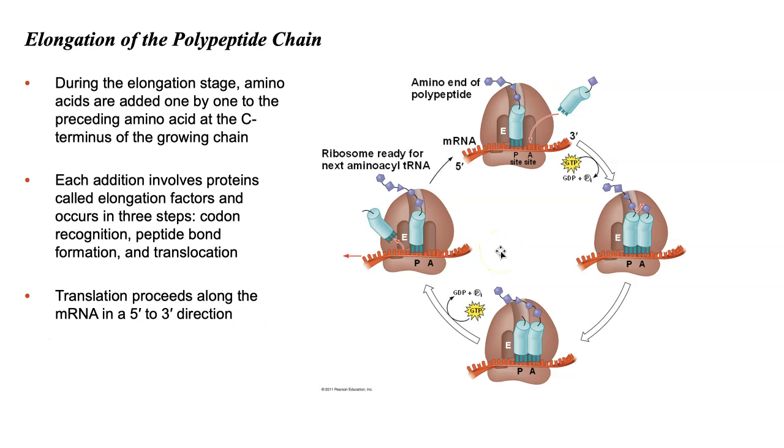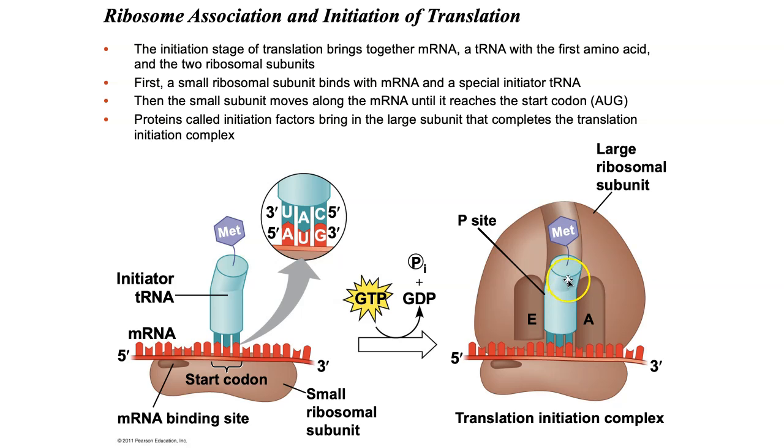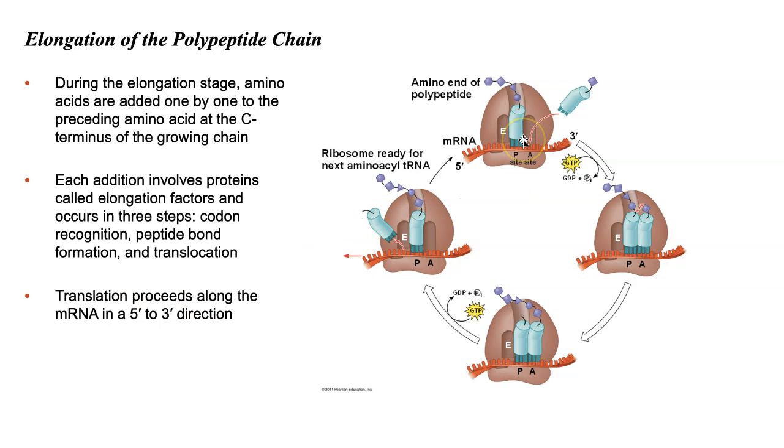So let's start here in this cycle. This is a little bit further on, but it's basically where we just were. We created our ribosome association with a tRNA in the P site here, and that tRNA was carrying one amino acid, methionine. That's just like here.